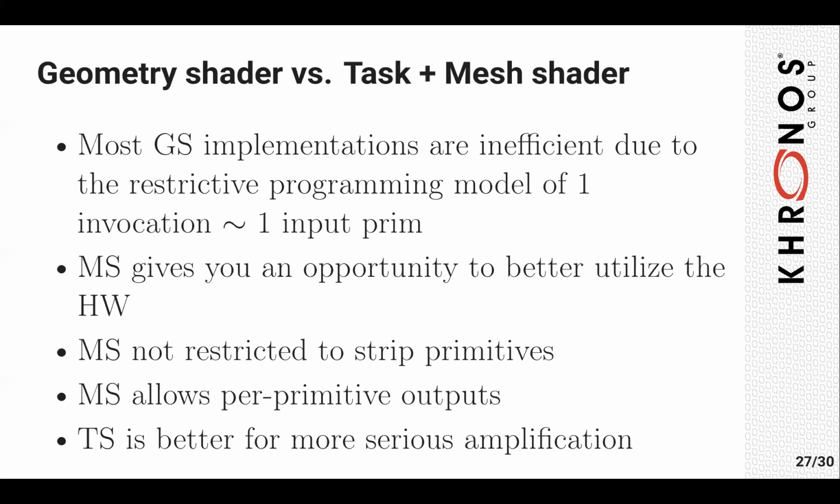But the thing about geometry shaders is that they are very inefficient on most implementations. I am not aware of any implementation where geometry shaders are actually efficient. And this is because their programming model does not really match any hardware that is currently on the market. So because mesh shaders give you a better opportunity to utilize the hardware, I recommend that if you want to start experimenting with mesh shaders, one of the best things that you could do is replace your geometry shader pipelines with something that has a mesh shader.